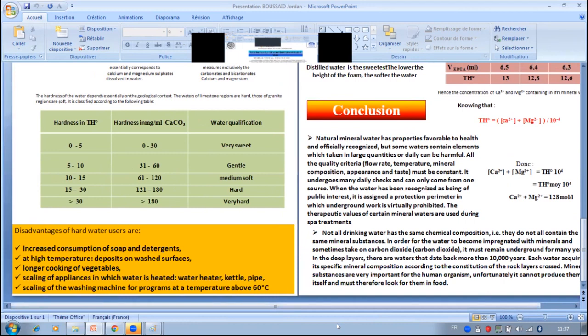Disadvantages of hard water for users are increased consumption of soap and detergent, a deposit on washed surfaces, longer cooking of vegetables, scaling of appliances in which water is heated, such as water heaters, kettles, and pipes, and scaling of the washing machine for programs at a temperature above 60 degrees.